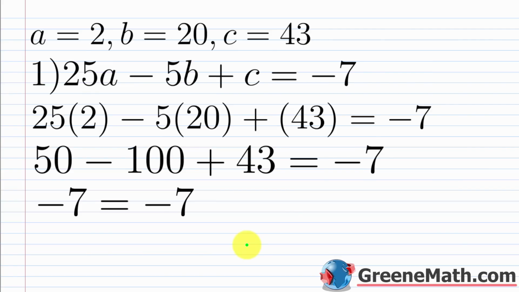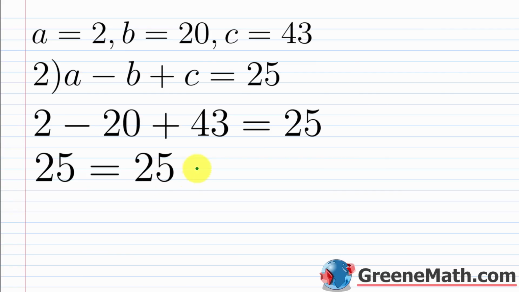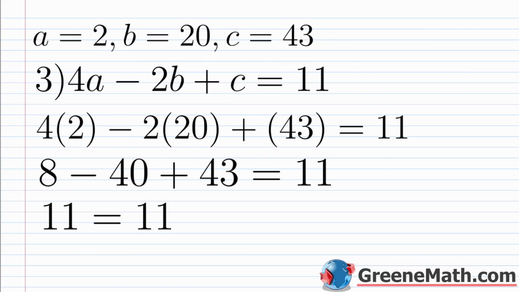Alternatively, you can always check this using the traditional method. Again, you could just plug in for a, b, and c in each equation of the system and make sure that you get a true statement. In equation 1, when we do this, we get negative 7 equals negative 7. In equation 2, we get 25 equals 25. And then finally, in equation 3, we get 11 equals 11.